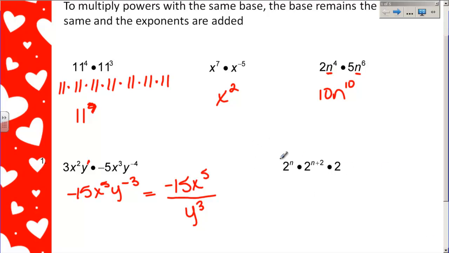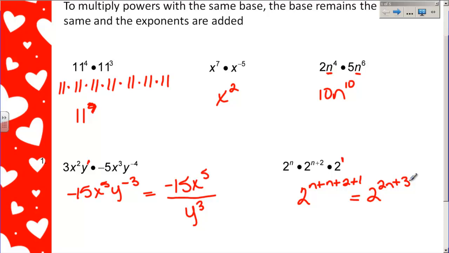Okay, next one. My base for all of these is 2. So I'm going to put my 2, and then I have to add my exponents. This one has a 1. Well, I have to do n plus 2 plus 1, and I have to add all that up, putting like terms together. So I have 2 n's plus 3. So this is the same thing as 2 to the 2n plus 3. I just put like terms together within the exponent, and that's perfectly okay.